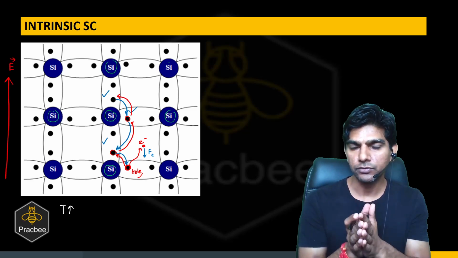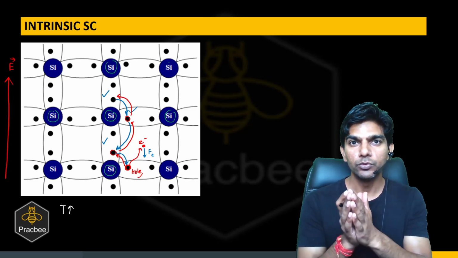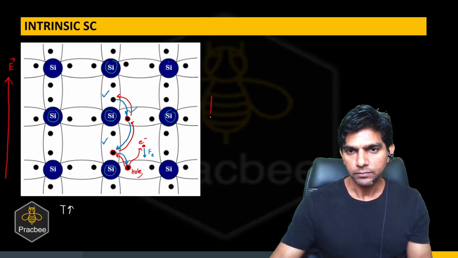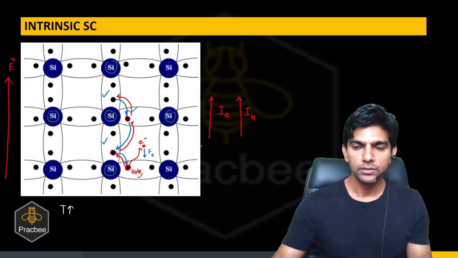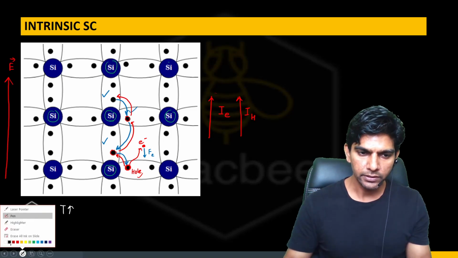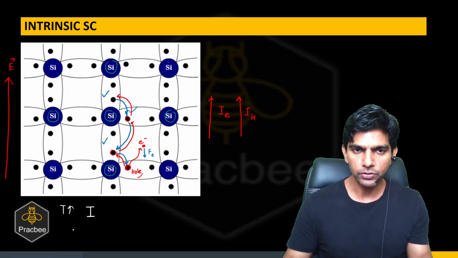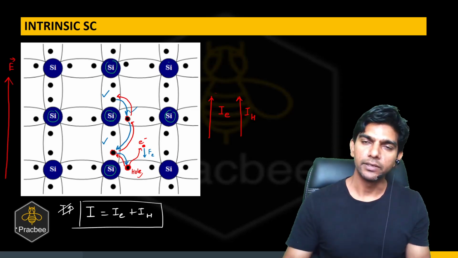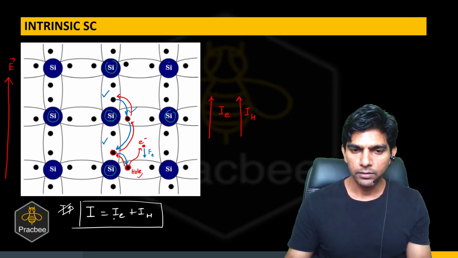One because of the electrons which are in the conduction band, and the other due to the motion of holes which is in the valence band. So there will be a current IE which is because of conduction electrons and a current IH which is due to the holes in the valence band. So that we have to remember. The overall current will be IE plus IH. So that we have to remember in case of intrinsic semiconductor. I hope it is clear.